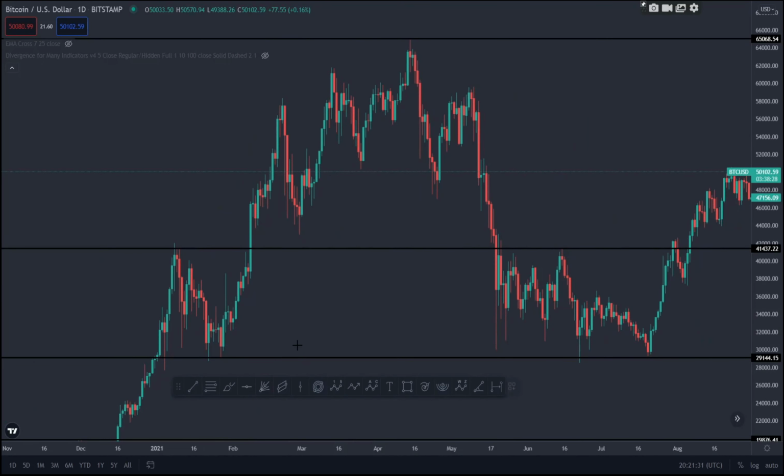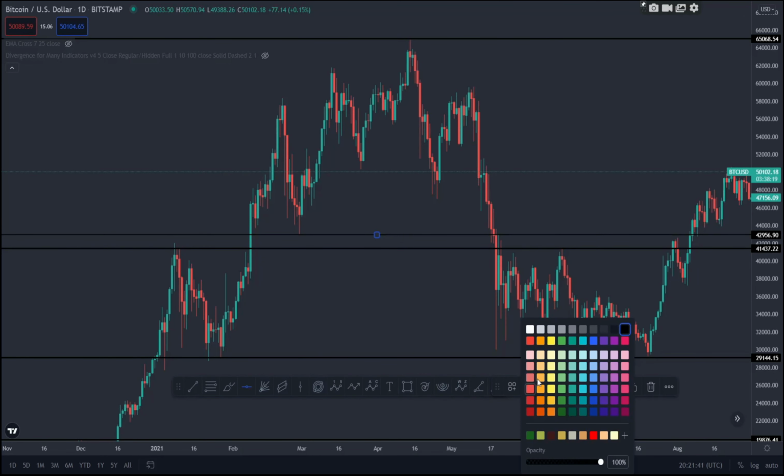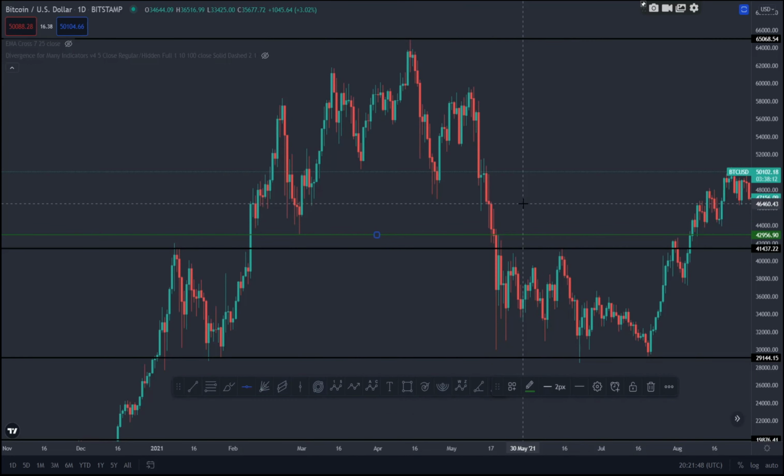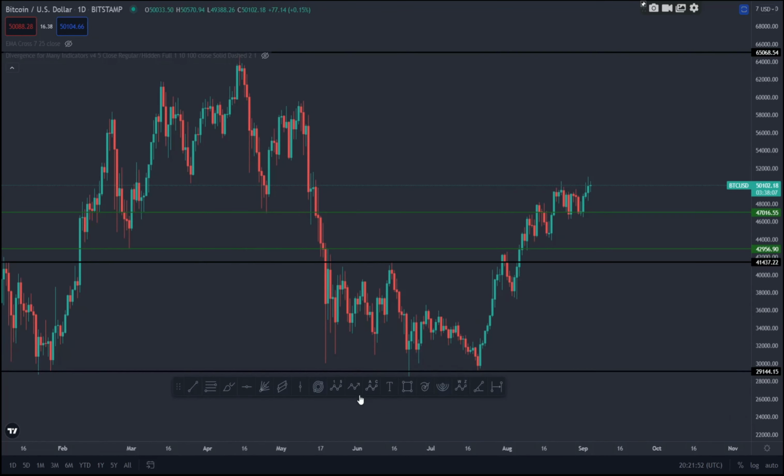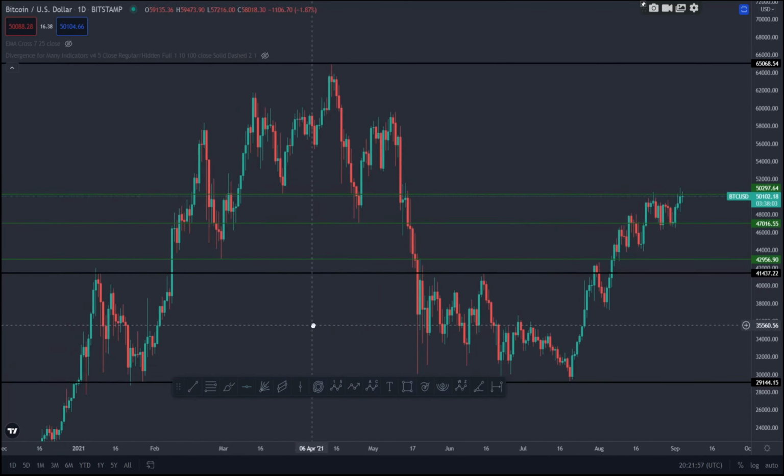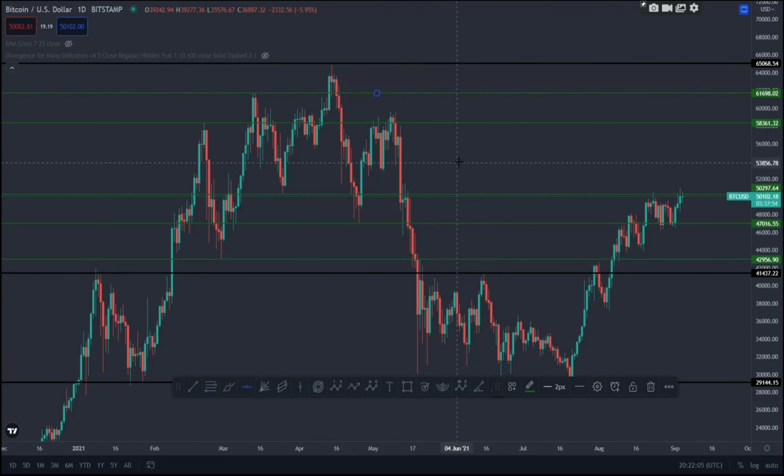So I'm now on the daily. I want to put some more lines, and again I'll go with the wicks, and this time I'll choose a different color. Let's say we'll choose green, for example. I start drawing the outer ranges of the price, just like that. I'm not being super precise.